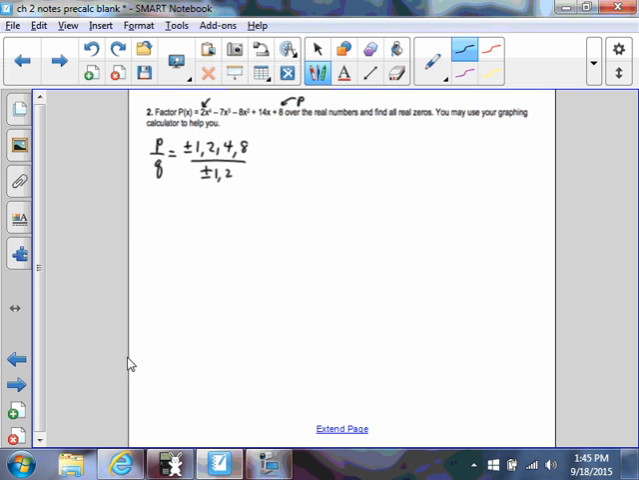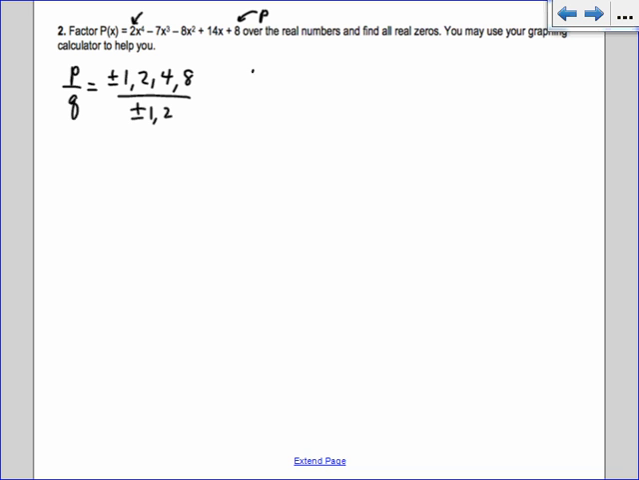So we're going to do our synthetic division. We said 4 definitely worked. We know it did because we even used the calculator to find the 0. So we're going to have 2, -7, -8, 14, and 8. So it goes 4, 3, 2, 1, none. So I make sure I didn't skip anything.